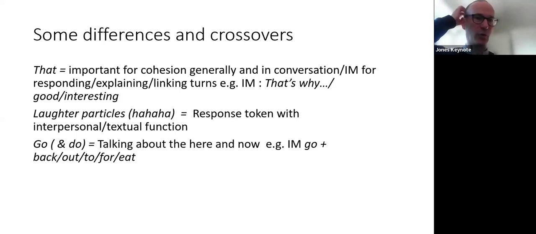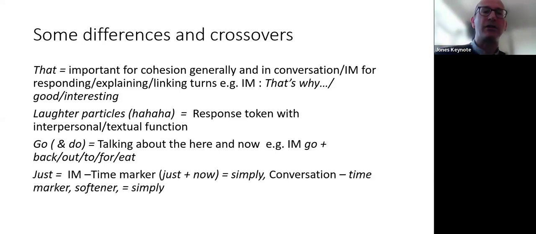"Go" and of course "do" are interesting because they're used very often to talk about the here and now. The collocations that we find in the instant messaging data are things like "go back", "go out", "go to", "go for", "go eat". Those are the common things because the speakers are talking about things that they are about to do, or have done just before the conversation, etc.